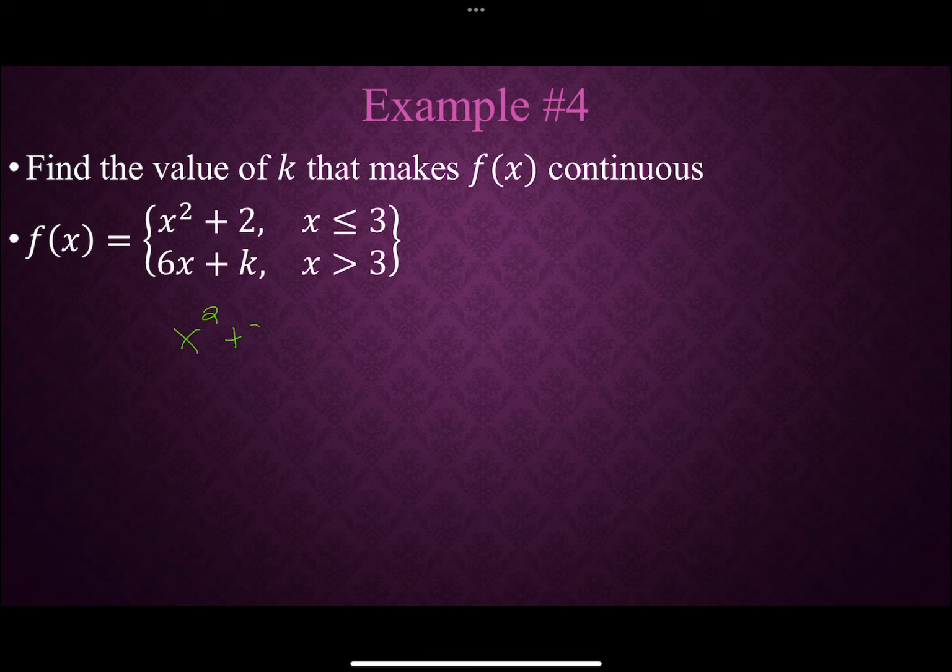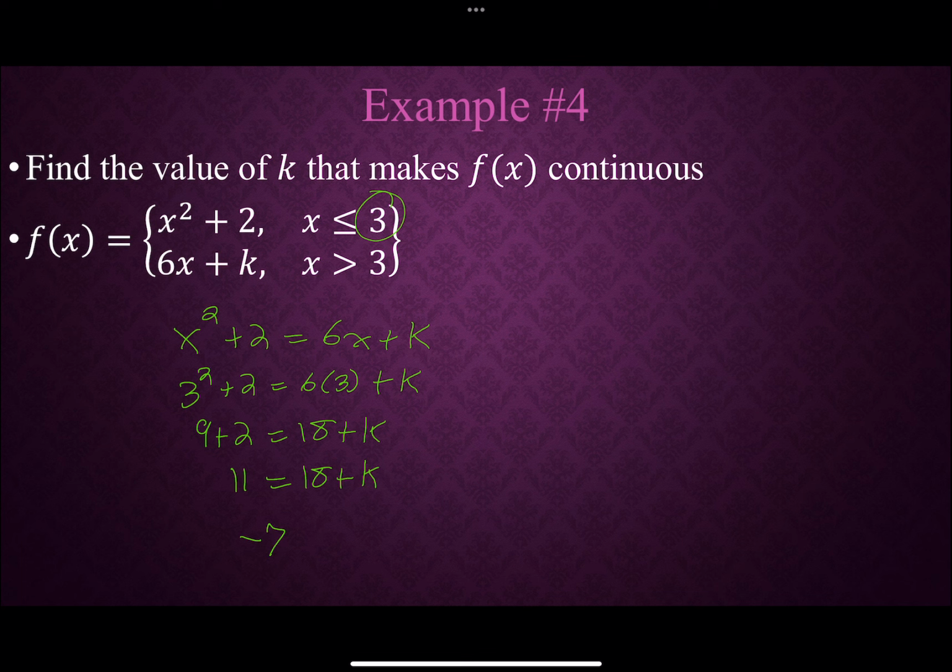So we would say x squared plus 2 equals 6x plus k. And then we'd fill in this value right here for x. So it'd be 3 squared plus 2 equals 6 times 3 plus k. We get 9 plus 2 equals 18 plus k, 11, and then k is negative 7.